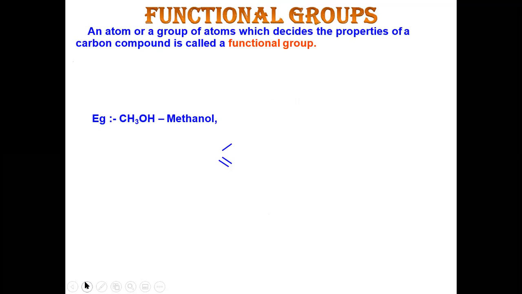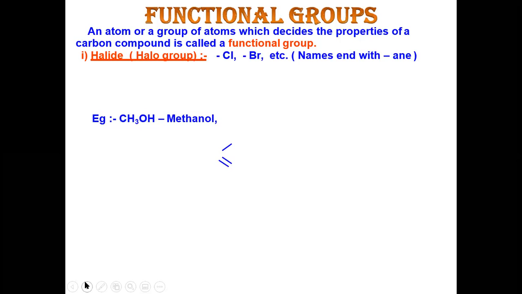An atom or group of atoms which decides the properties of a carbon compound is called a functional group. Like halide. Halides are also known as halo groups, like chlorine and bromine, etc. And the name ends with ANE. For example, CH3Cl means chloromethane, C2H5Br means bromoethane.